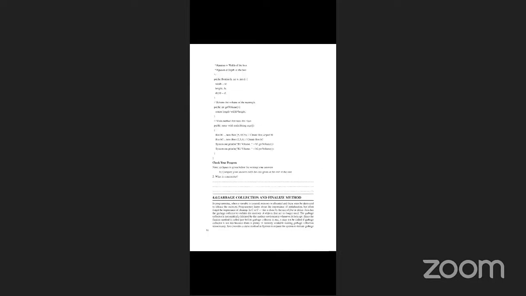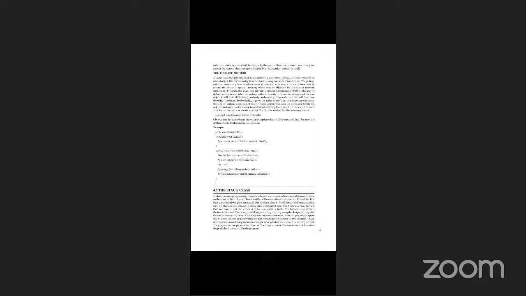So in order to reuse such memory, we'll be using the garbage collection method. What it does is reallocate the memory which has been allocated to an object which is not in use. Okay? Unnecessarily, memory will not be under the control of an object which is not in use. Okay?